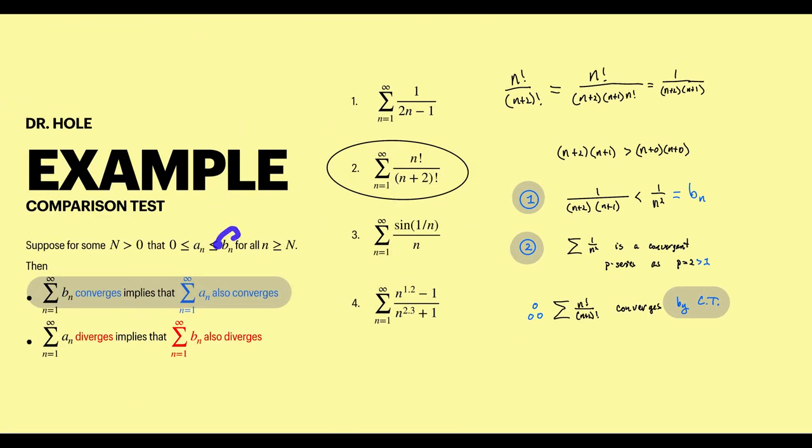So we have the BNs being large, check. And then we also have that the BNs converge, check. So that's 1 and 2 satisfied. We get to make our conclusion. The given series converges by CT. Nice. Let's look at the next one.